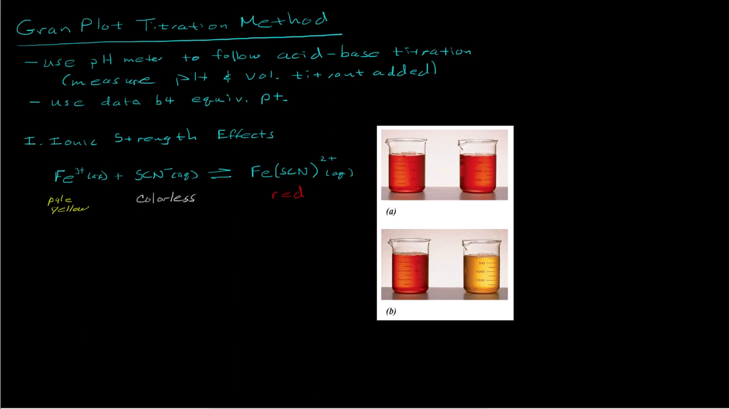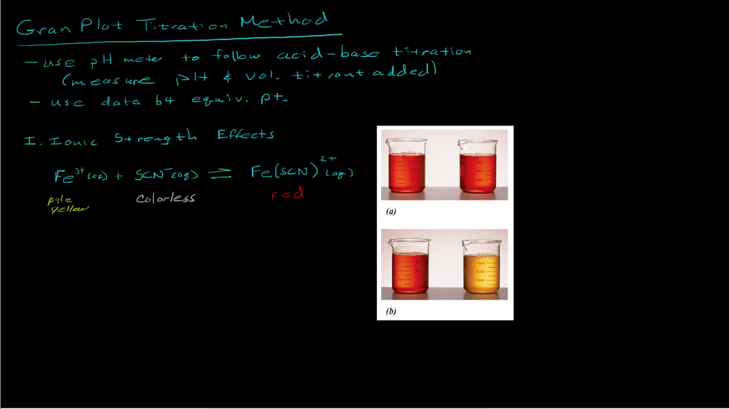So these two ions can react together to form a complex ion, this iron thiocyanate complex that's here on the product side, and it's red colored in aqueous solution. The picture to the right shows in panel A two beakers, the same solution there, just divided into two beakers at equilibrium. And so we see that the red color kind of dominates visually.